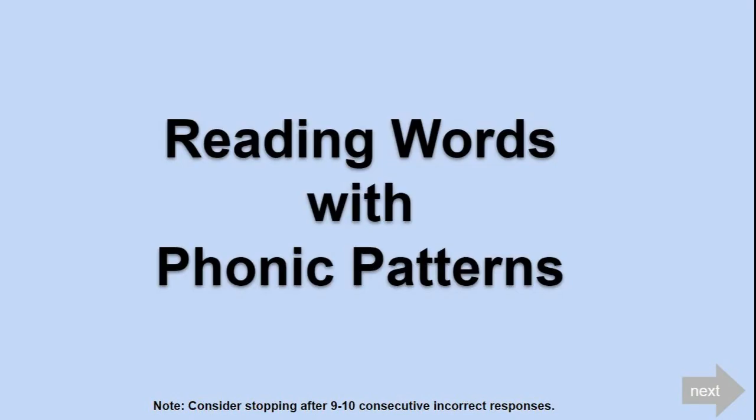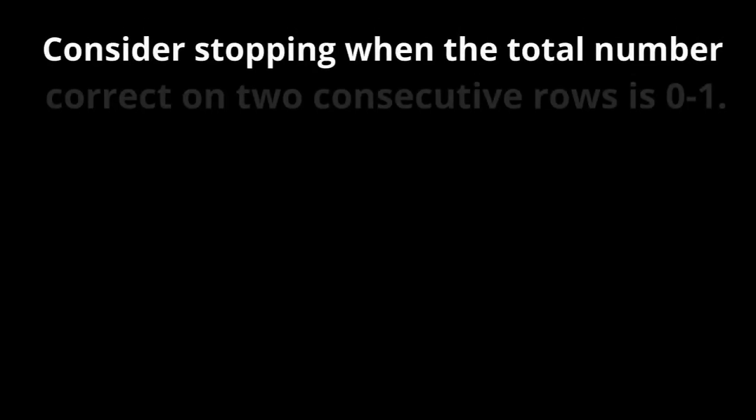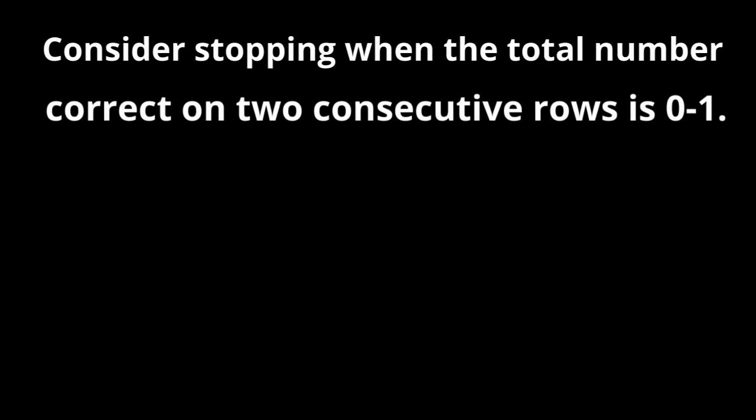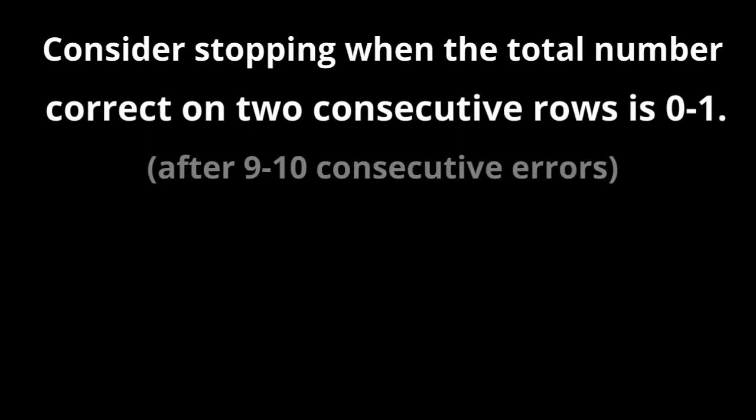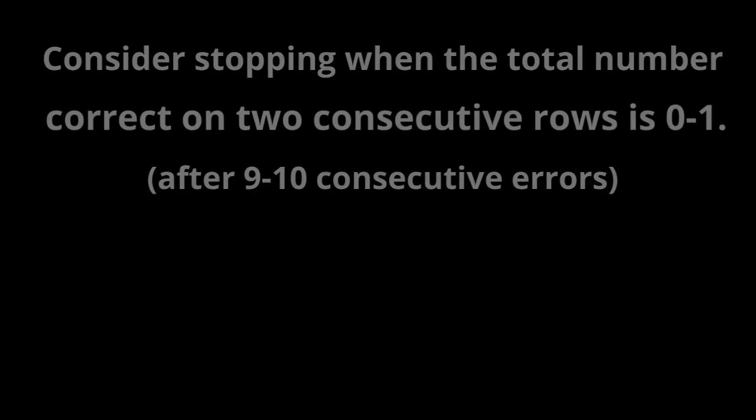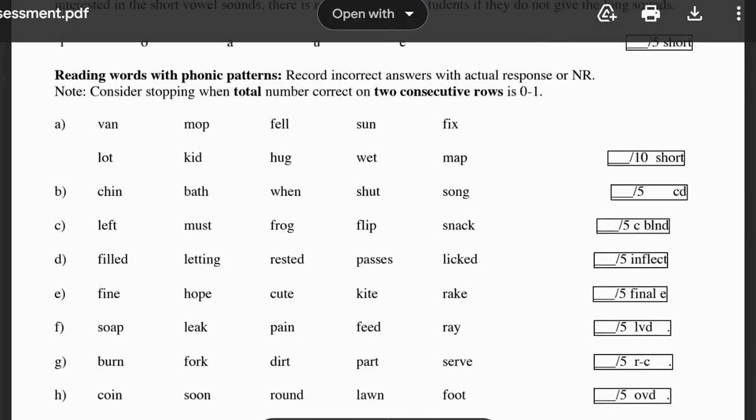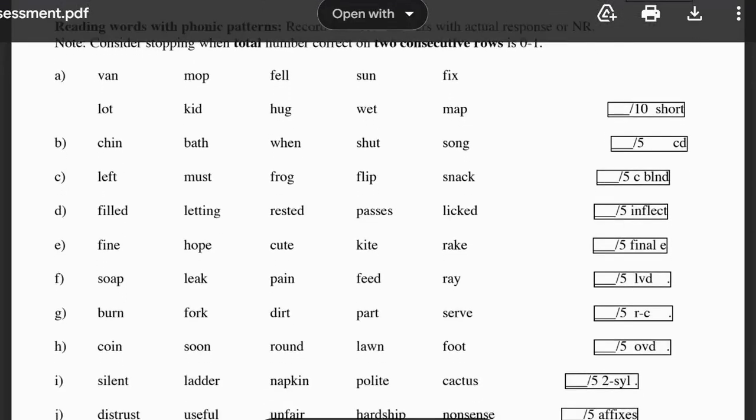For word reading, say, "Read these words." Consider stopping when the total number correct on 2 consecutive rows is 0 to 1, or after 9 to 10 errors. Record incorrect answers above the words as described on the response sheet.